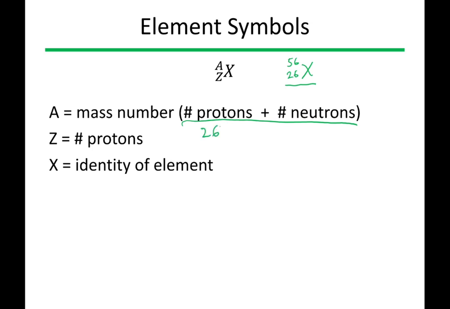This is 26. To get the number of neutrons, this is going to equal A minus Z, which is going to equal 30. So those are 30 neutrons. And then if we wanted to identify this element, we'd find the element with the number 26, and we looked it up, that would be iron.